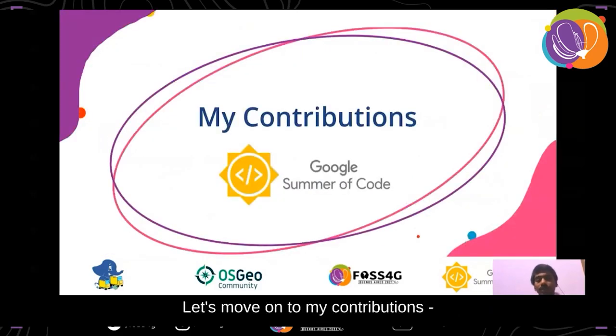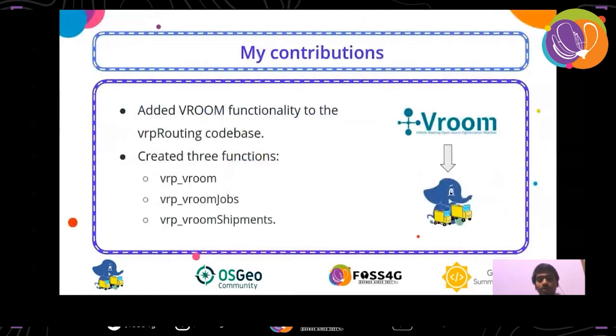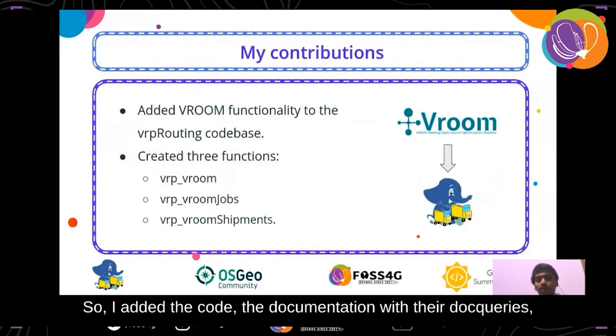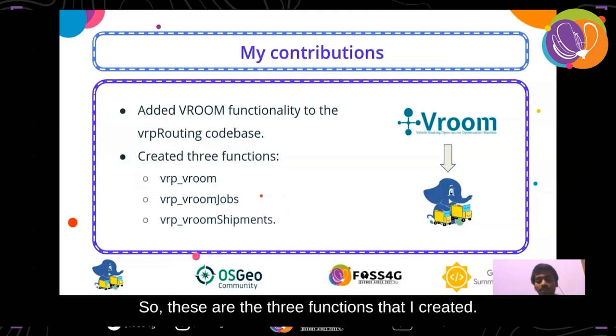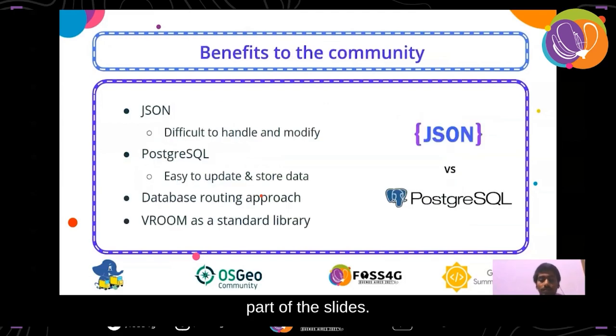Let's move on to my contributions. I added the code, the documentation with the doc queries, and the pgTAP tests for the three Vroom category functions corresponding to the use cases of the user. So basically I ported the Vroom functionality to VRP routing. These are the three functions that I created. We will look into them in the later part of the slides.